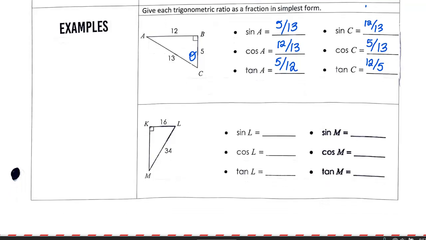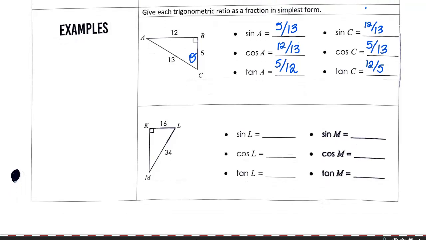Okay, let's look at our next example. You'll see we don't have a side, so we need to find that side. So we're going to do 16 squared plus x squared equals 34 squared. We're going to get x squared equals 900, and that means that the missing side is 30.